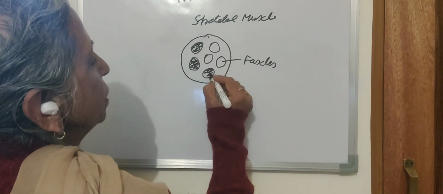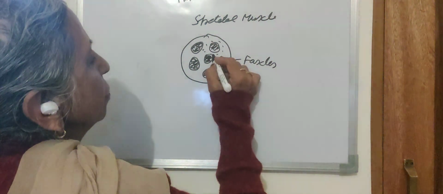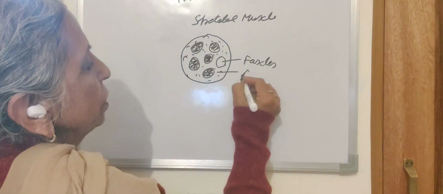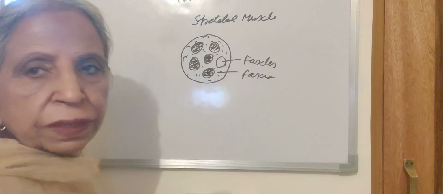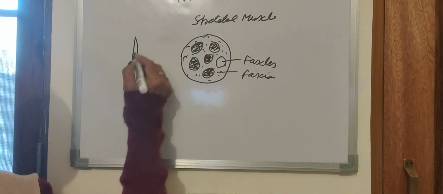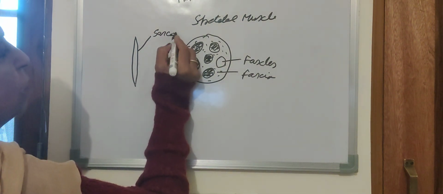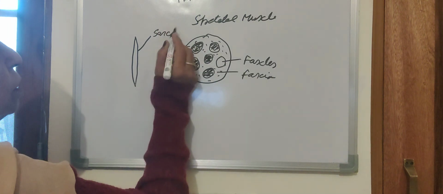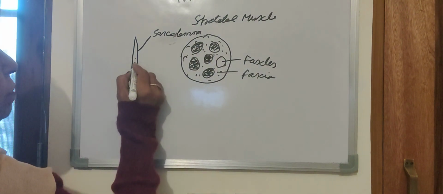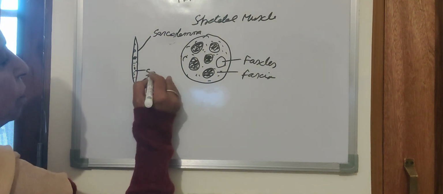These are the group of muscle fibers, and these are called the fascicles. These fascicles are joined with each other by common collagenous tissue, which is called the fascia. Each muscle fiber has an outermost plasma membrane, which is called the sarcolemma. The cytoplasm of the muscle fiber is called the sarcoplasm.